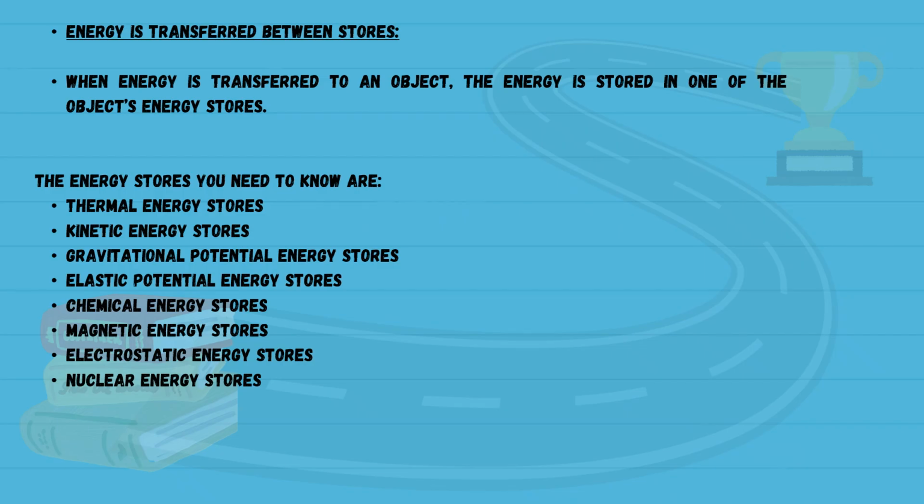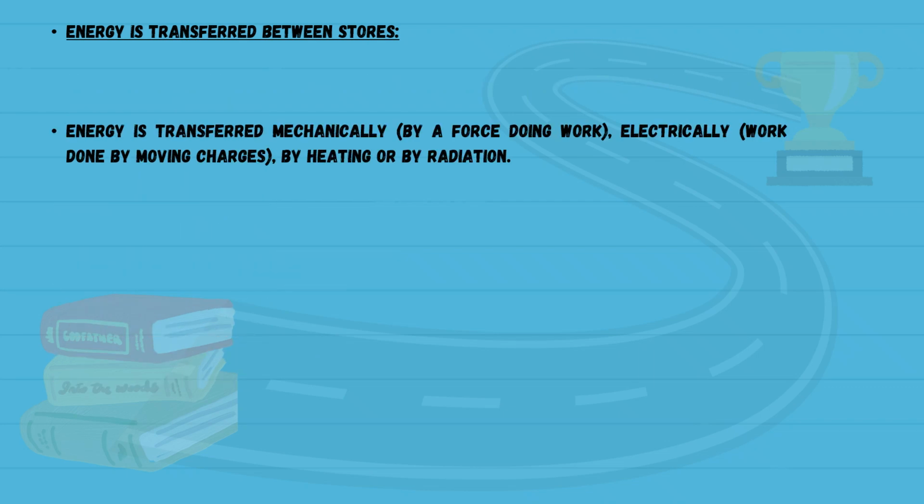Energy is transferred between stores. When energy is transferred to an object, the energy is stored in one of the object's energy stores. The energy stores that you need to know are thermal energy stores, kinetic energy stores, gravitational potential energy stores, elastic potential energy stores, chemical energy stores, magnetic energy stores, electrostatic energy stores, and nuclear energy stores. Energy is transferred between these stores.